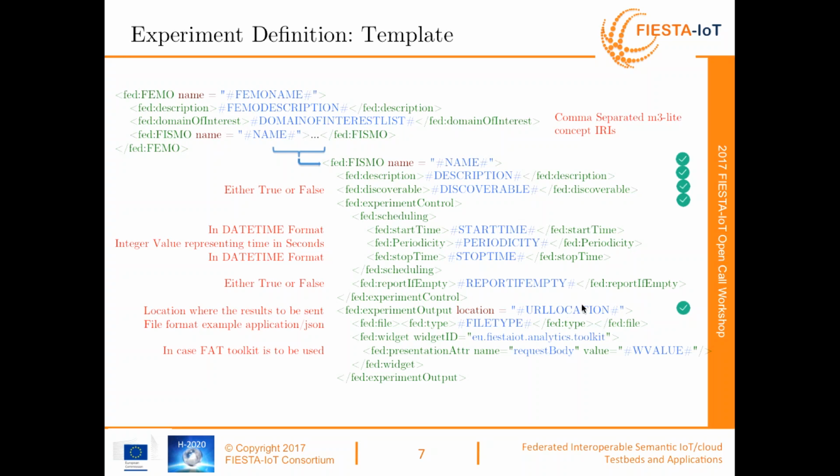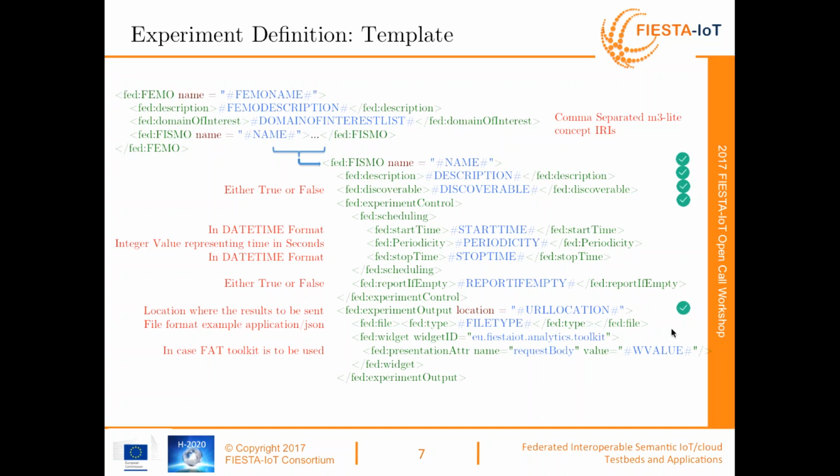In case you want to use the FIESTA analytics tool, which is the FLAT tool, you specify the widget parameter in this format. Please note, we will provide you this template and a sample experiment that we have created internally for your reference. Please note all the tick marks that you see here. They are the required fields. In case you miss them, the experiment will not be executed correctly, and you will see some issues.